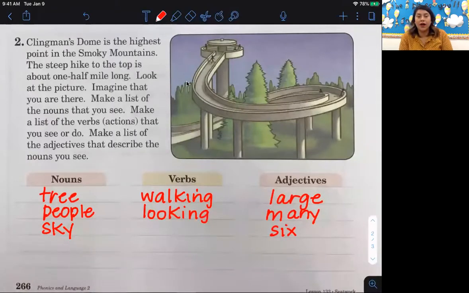All right, there's only a couple spaces left. Go ahead and keep thinking about nouns. Nouns are a person, place, or thing. A verb means action. What actions do you see in this picture? And then adjectives are the words that describe a noun. They say what kind or how many. They answer the question, what kind or how many.